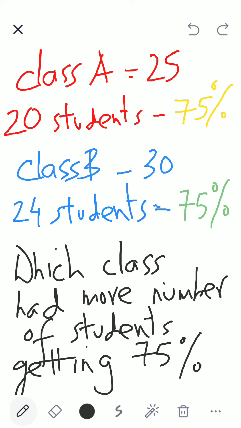So again, I'm telling you all, listen carefully. Two classes are there, class A and class B. Total students in class A is 25. Out of that, 20 students got 75%. In class B, out of 30 students, 24 students got 75%. Which class had more number of students getting 75%?